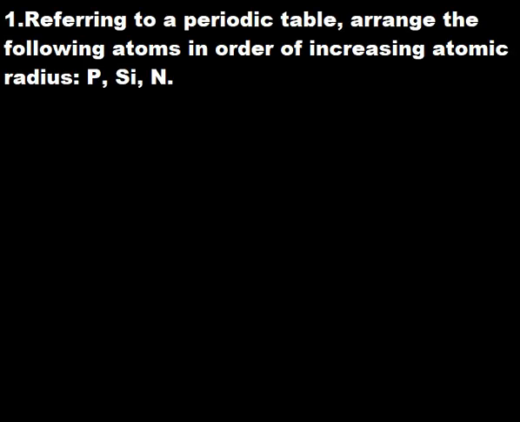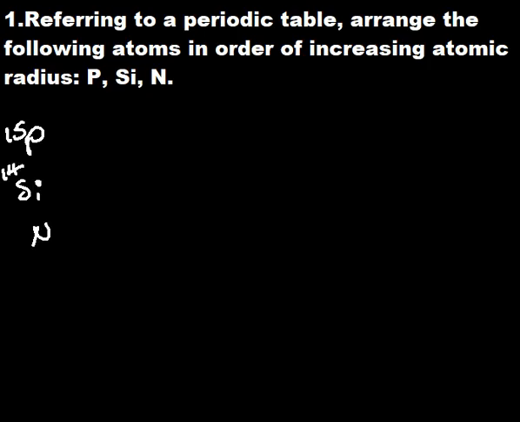So now let's have this question. Referring to a periodic table, arrange the following atoms in order of increasing atomic radius. We have phosphorus. What is the atomic number of phosphorus? We have it as 15. And we have silicon, whose atomic number is given as 14.